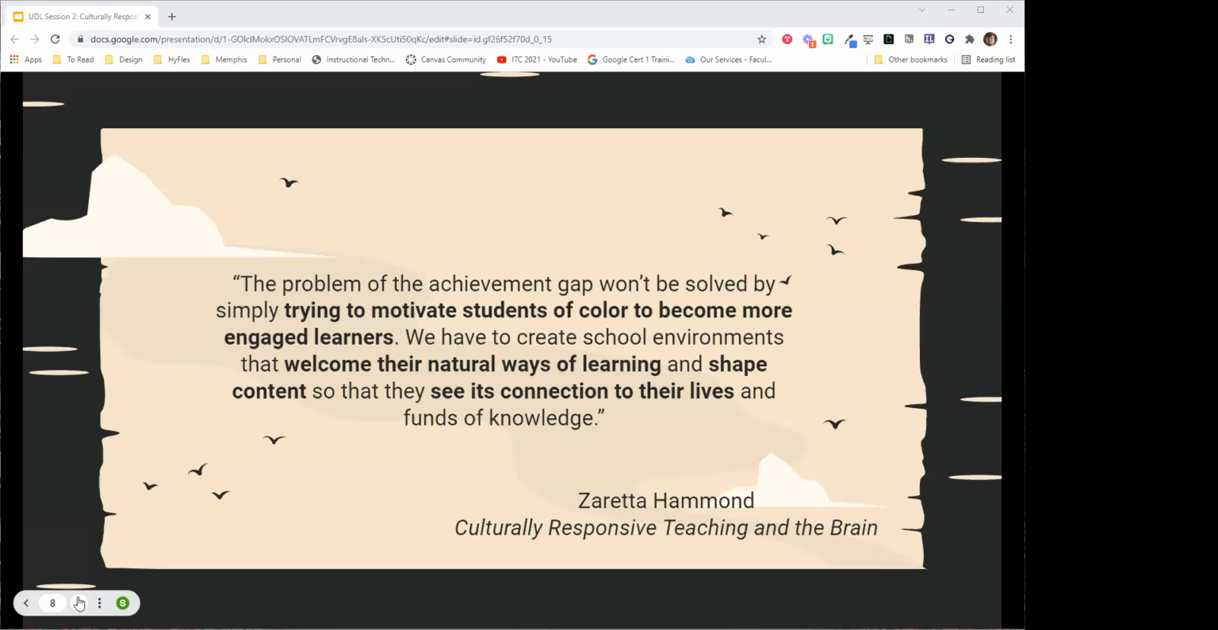Zaretta Hammond has a book called Culturally Responsive Teaching and the Brain. If you have a chance, you might want to take a look at this, but one of the quotes that we thought was very important was, "The problem of the achievement gap won't be solved by simply trying to motivate students of color to become more engaged learners. We have to create school environments that welcome their natural ways of learning and shape that content so that we can see its connection to their lives and funds of knowledge."